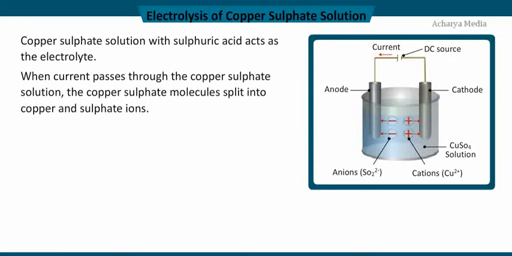When current passes through the copper sulphate solution, the copper sulphate molecules split into copper and sulphate ions, that is, CuSO4 gives Cu++ plus SO4--. The copper ions are attracted towards the cathode and are deposited on the cathode rod.